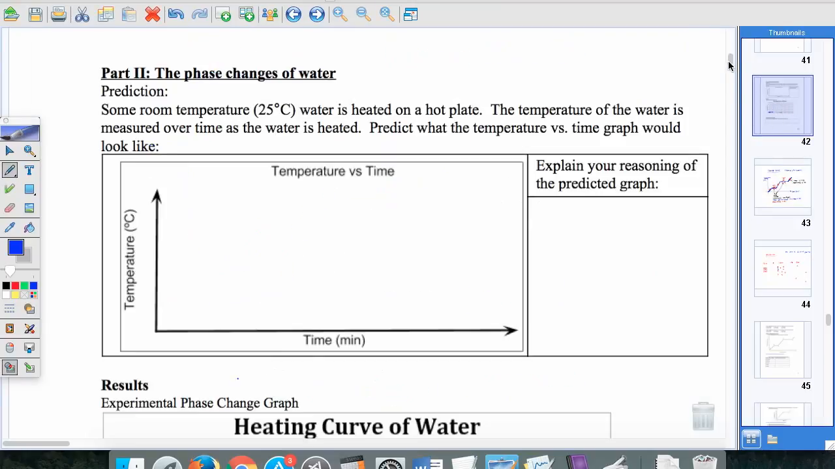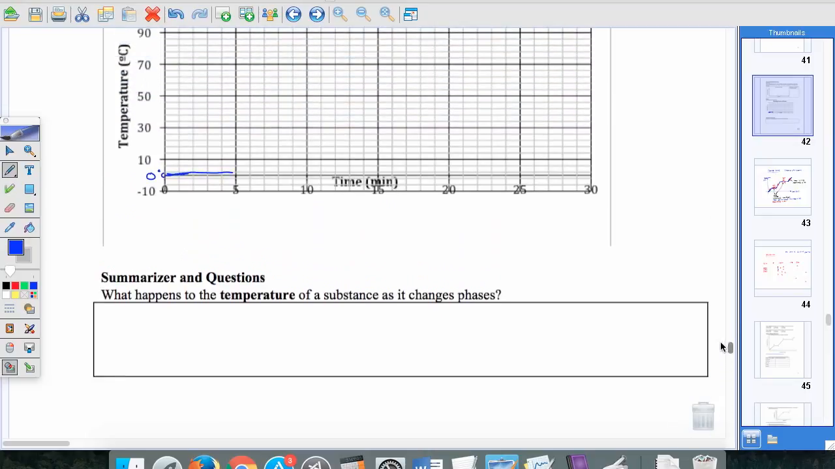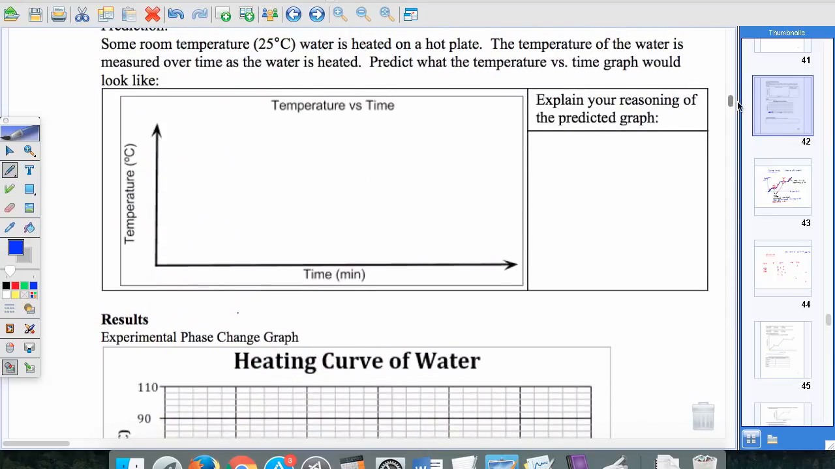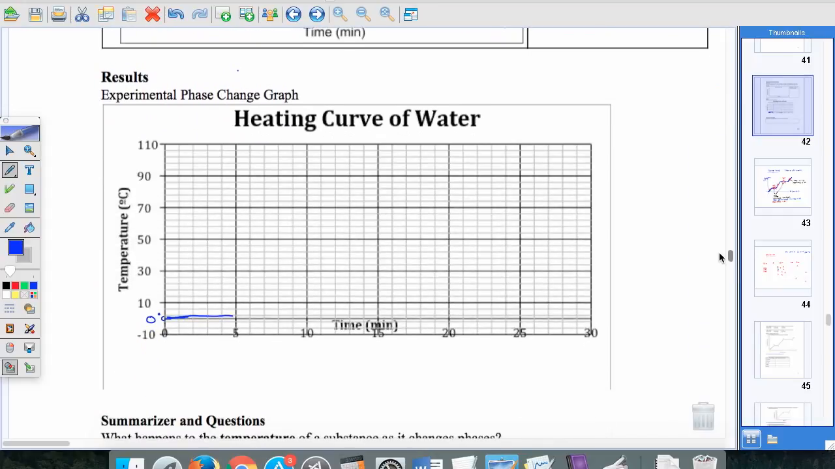So if you look on page 31, we made a prediction the other day about the water that was boiling, and a lot of people got it right. So I'm just going to draw the heating curve again for water. Let's say the ice started at negative 10 degrees Celsius. So if we're heating the ice first, the temperature starts to rise.